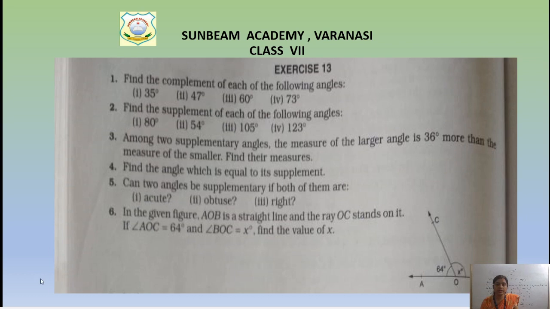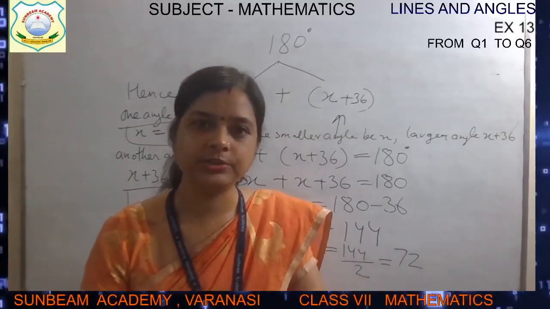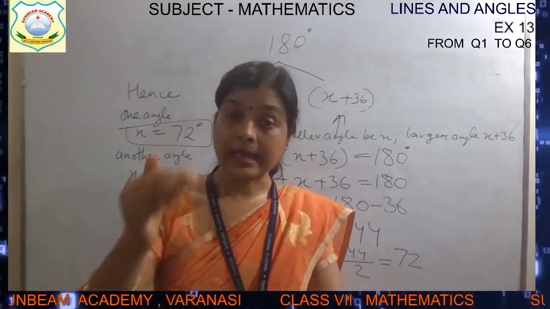And in question number 6, children, although I am not completing this question, what you can see is that it is on a straight line, meaning it makes a linear pair. One angle is x, one angle is 64. So their sum will be 180. So write down x plus 64 is equal to 180, and then you can find the value of x. Clear? So in this way you can complete your exercise.